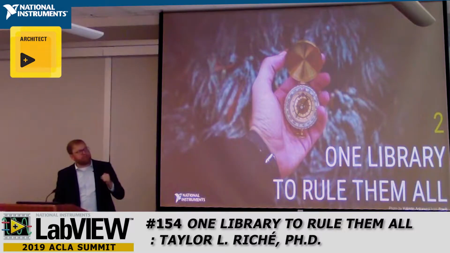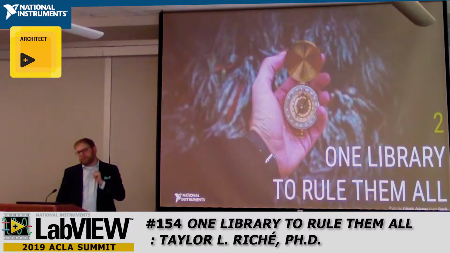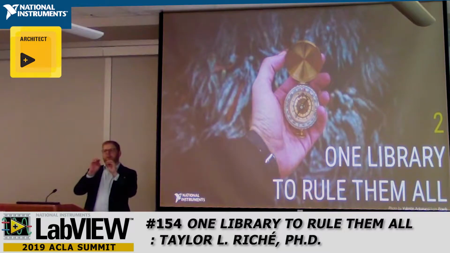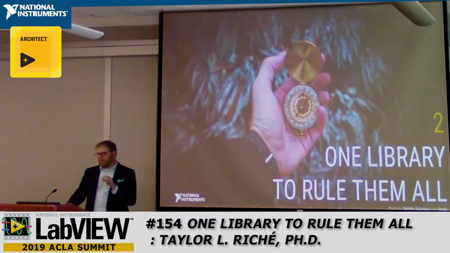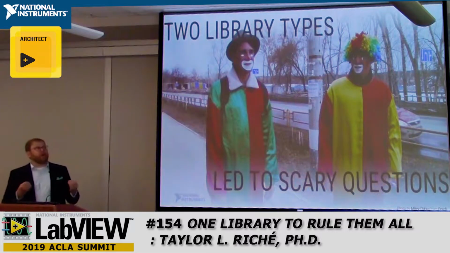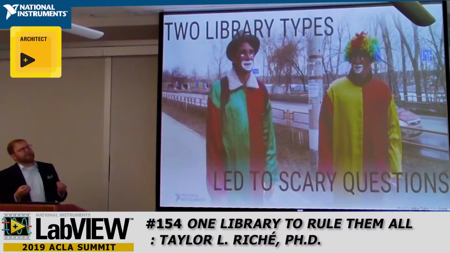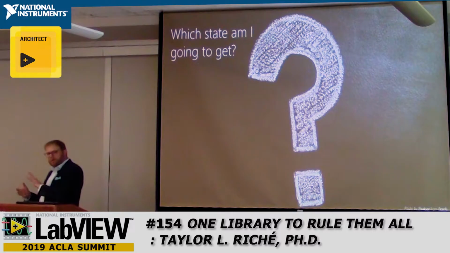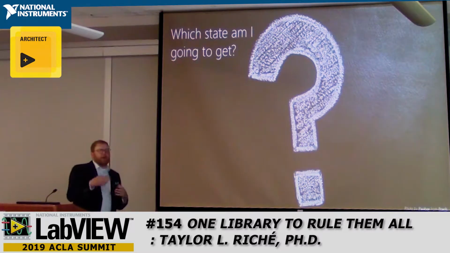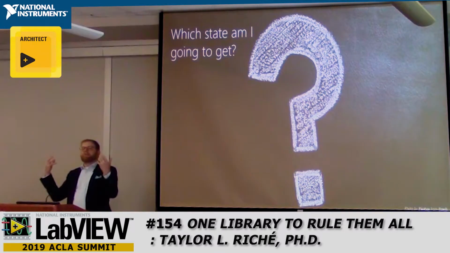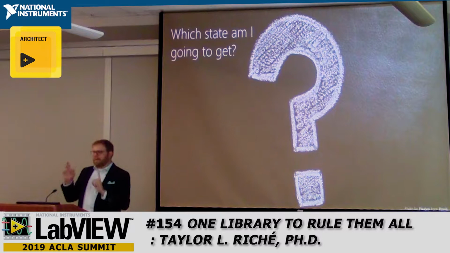Okay, so one library type to rule them all, as the title of the talk is. In LabVIEW, on a given target, in your app, you can have libraries that compile differently. So we have two different library types, and that leads to a lot of scary questions. And these two clowns also lead to a lot of scary questions. That's why I picked this image, because this is horrifying me. So what are those questions? Those questions are, which state am I going to get? Let's say you have a functional global, and there's a situation where you can actually get two copies of that global, but we don't tell you about that. That's dangerous.